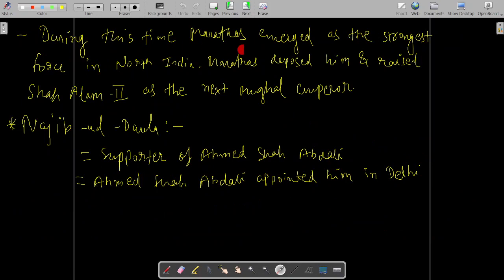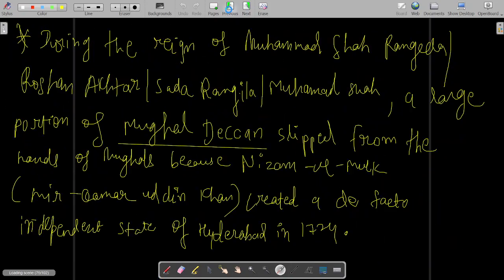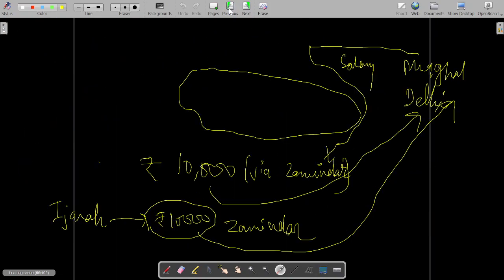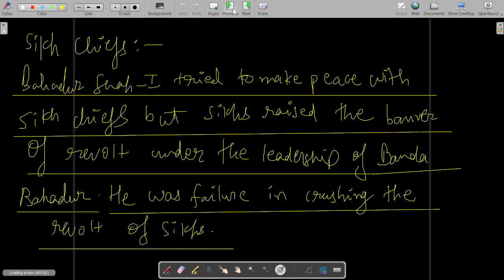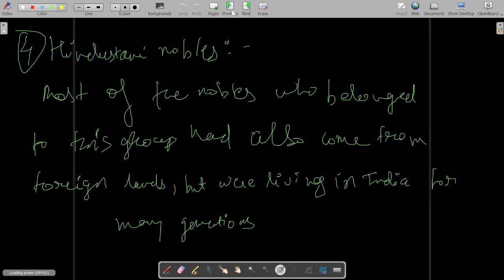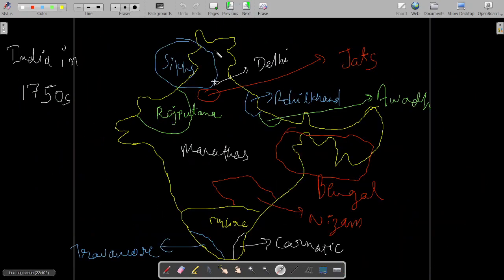During this time, Marathas emerged as the strongest force in North India. I have already discussed the figure with you, the figure which I had discussed at the very beginning of this course. Which figure did I discuss in the beginning of the course? This figure.